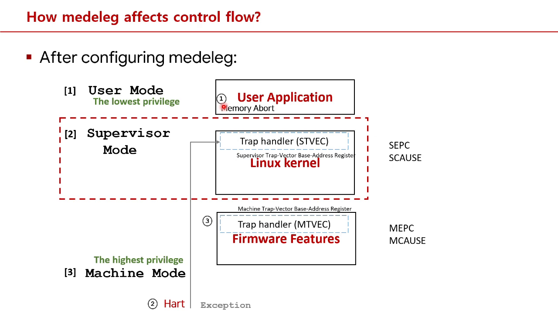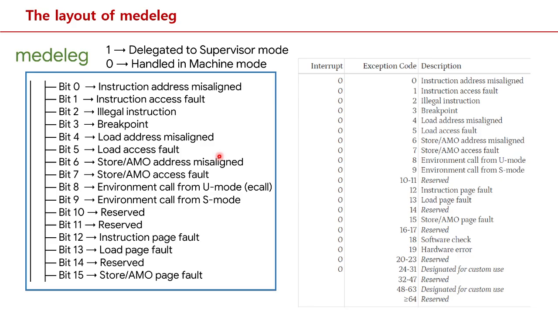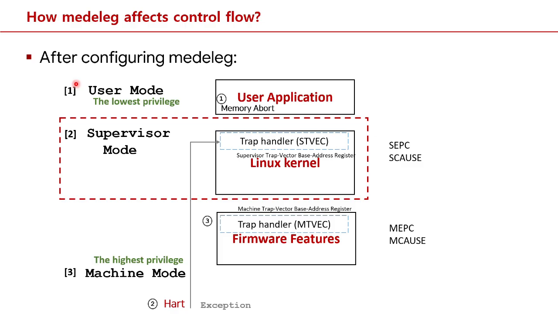Let's suppose that the memory override occurs in user mode. In this case, the exception is taken to supervisor mode instead of machine mode. Because once you update each bit field flag in the machine exception delegation register, the exception will be taken to supervisor mode instead of machine mode. So this is the scenario once we modify the bit flag inside the machine exception delegation register.